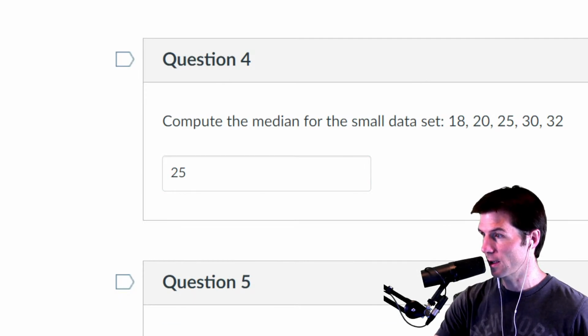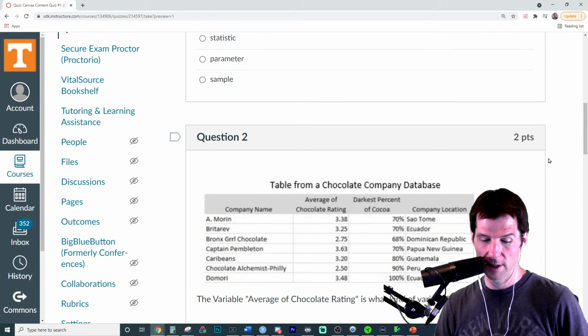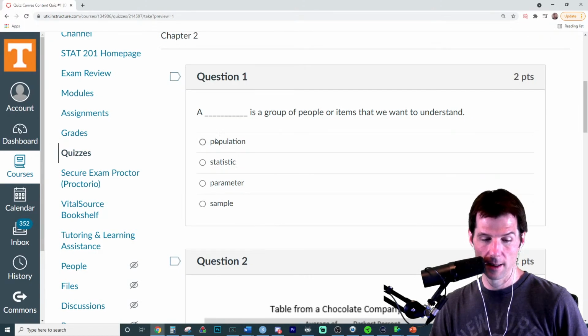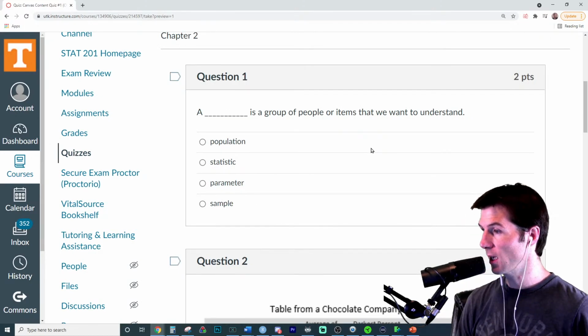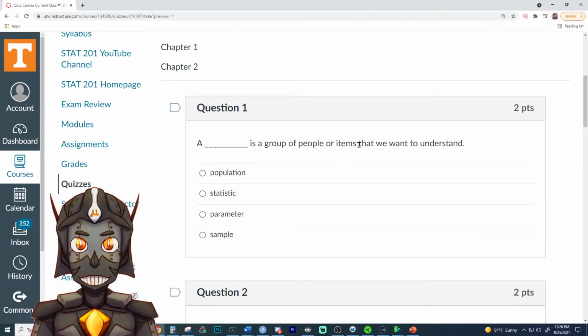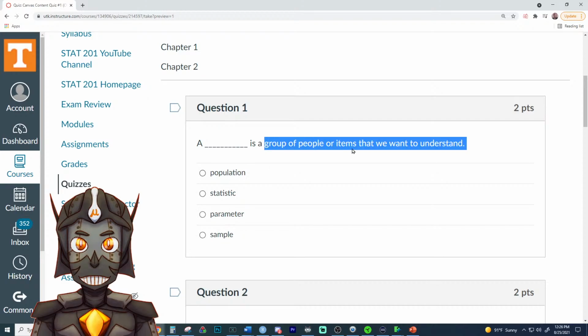There we go. Let's head back to the unzoom. We got chocolate rating. We did this one earlier. Average chocolate rating is quantitative. And a blank is a group of people or items we want to understand. Let's bring back new bot. So what do I want to understand? Do I want to understand the statistic, the parameter, the sample, or the population? What is the group of people or items? This is what I want to understand, like the group, not a thing I am measuring.